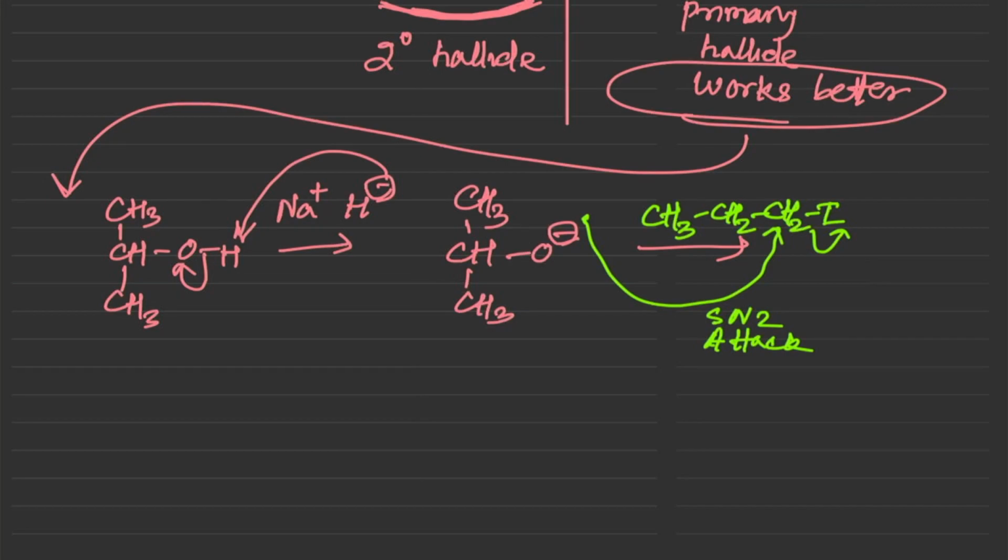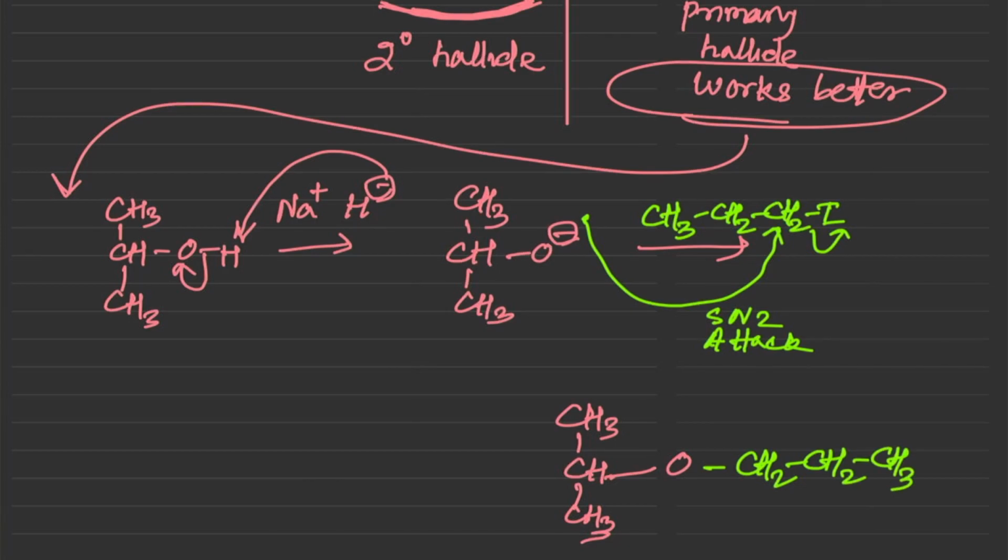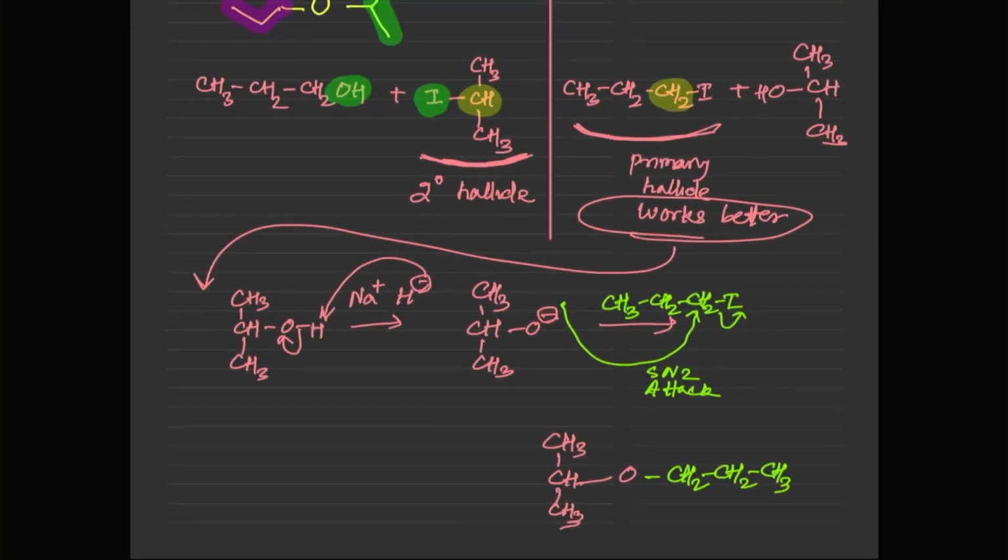And bingo, we made our product. I'm trying to color code. So we made our product, CH3CHCH3 O, and on this side, we got the green molecule, CH2CH2CH3. If I had used the other method, step 2 would have been on a secondary halide, which would have been not a good idea. Okay, so that's how you solve the puzzle.